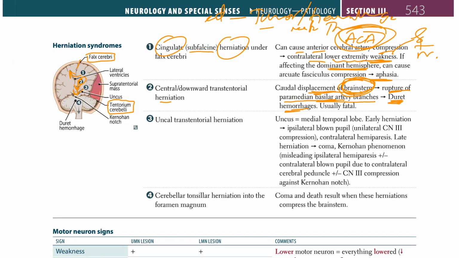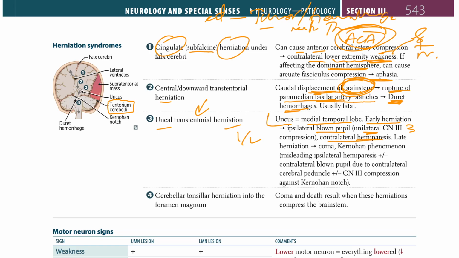Okay, now the next is uncal transtentorial herniation. That's point 3 here. Let me erase this part. So there's a transtentorial herniation of the uncus. The uncus is in the medial temporal lobe. Early herniation causes an ipsilateral blown pupil because you're affecting the ipsilateral cranial nerve 3. You're compressing that. And contralateral hemiparesis.